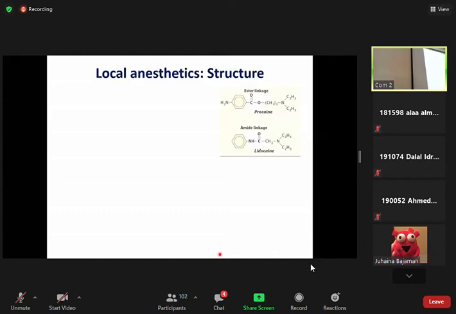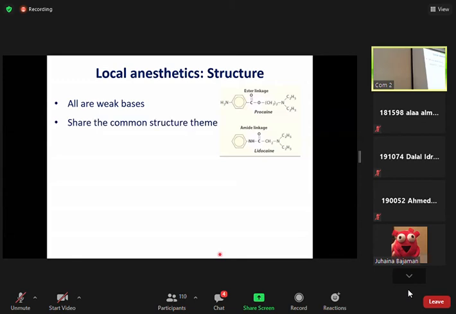Because if it's metabolized, so let's see. First of all, they are all lipophilic. This is a good characteristic. We need it to be lipophilic. One. Two, we need it to be a weak base. Most of them are weak bases.